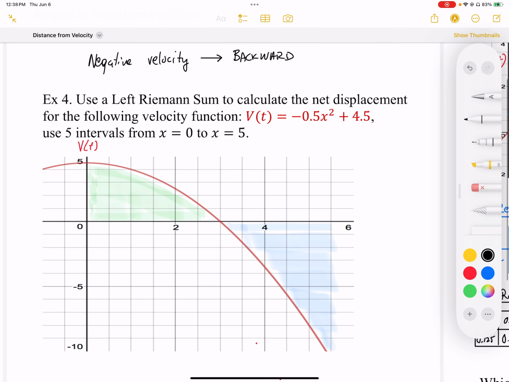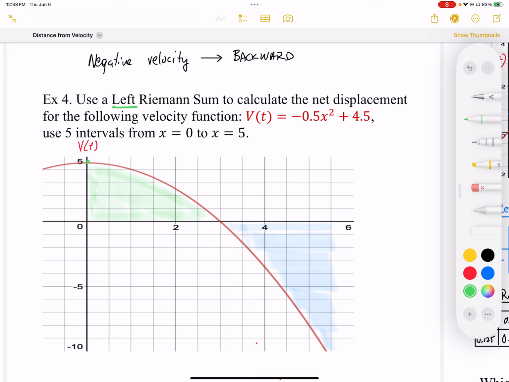So in this question, part of it we're moving forward, part of it's moving backwards, so the velocity function is that parabola. And using 5 intervals, we're going to calculate the net displacement. Okay, my first sentence says to use a left hand. Okay, so I'm going to use the left hand.